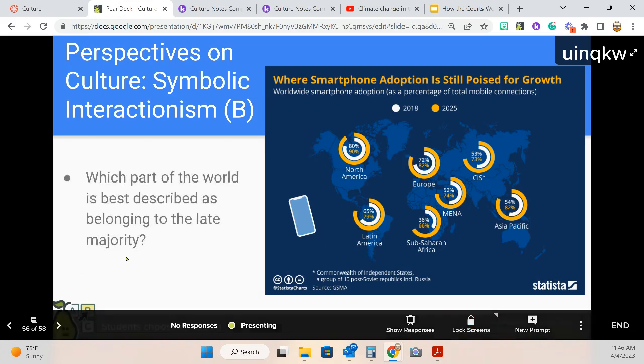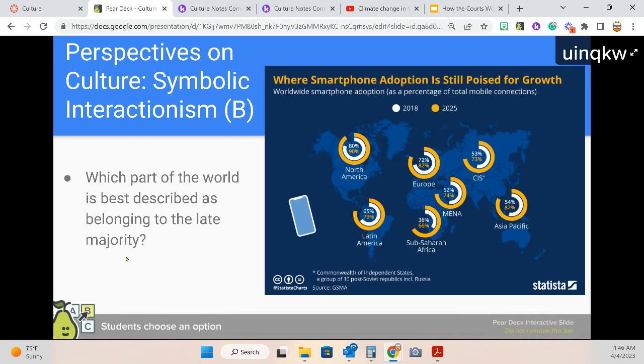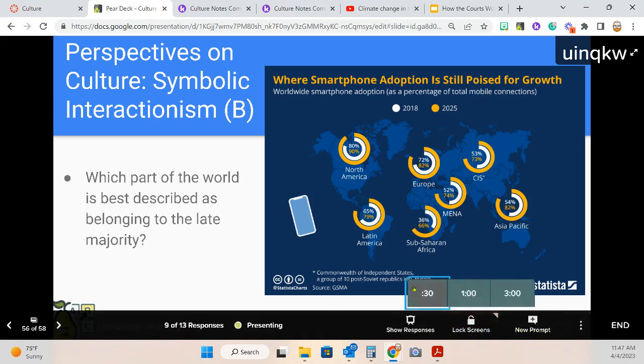Okay, and then this one, I expect, will have probably a wider range of answers. Which part of the world would best be described as belonging to the late majority? That part in the biggest chunk of the bell curve. Not the earliest, not even early adopters, but not laggards. Which one part of the world do you think best represents the middle? Take 20 seconds out of a 30-second timer.